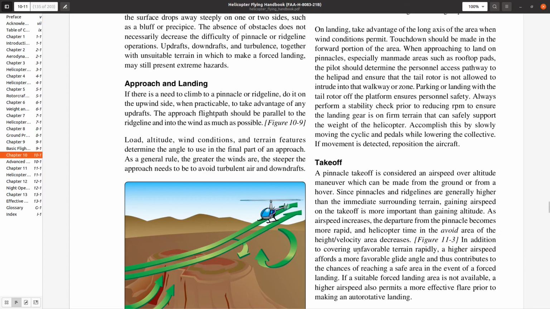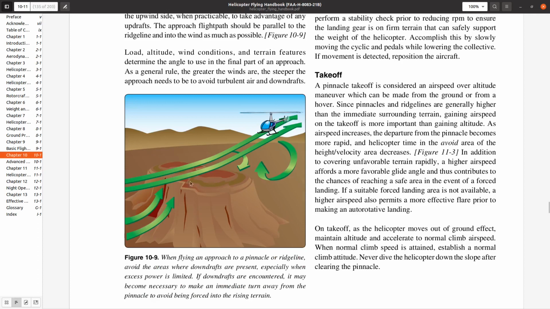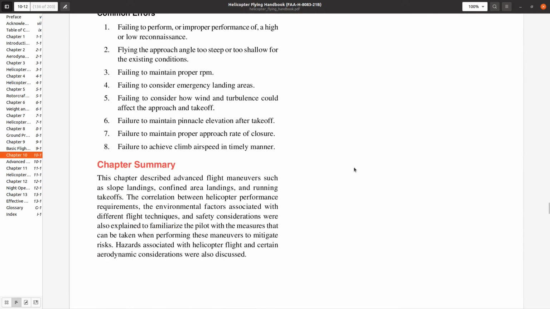What about taking off? Well, taking off, you want to avoid the avoid region of that HV diagram, height velocity diagram. Well, if you're on a pinnacle, you don't worry so much about the height, just get moving a little bit faster. Essentially fly off of your pinnacle, get some speed. Even if you were to suddenly descend a little bit, well, you're on a pinnacle, it'll be okay. Okay, so that is chapter 10, which is all about advanced flight maneuvers in a helicopter.